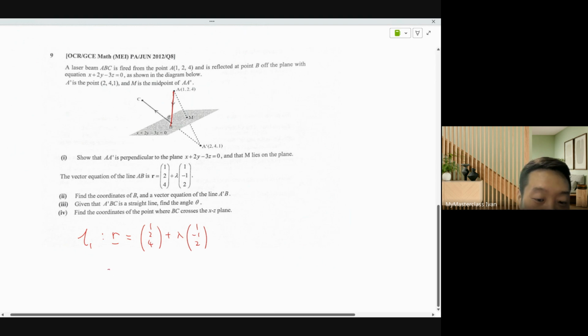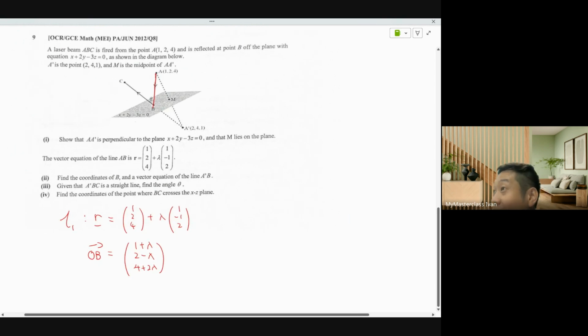Yes, right? So I can say that OB equals 1 plus lambda, 2 minus lambda, 4 plus 2 lambda. So this is OB. Understand or not? Does B lie on the plane as well? Yes, right. So the plane is what? r dot 1, 2, minus 3 equals 0, right? And this is the reason students screw up or don't know what to do. Are they the same? Yes, because they lie on both the line and the plane.